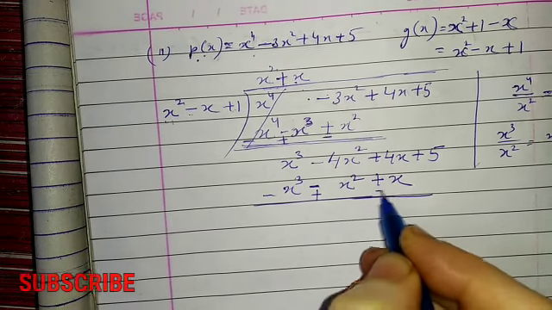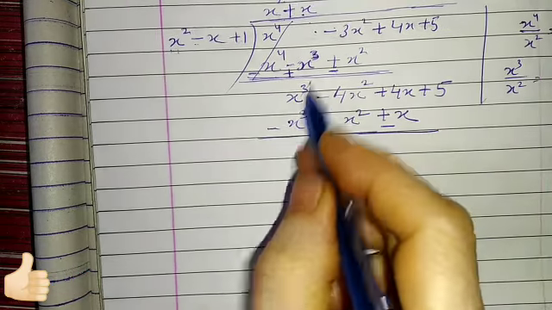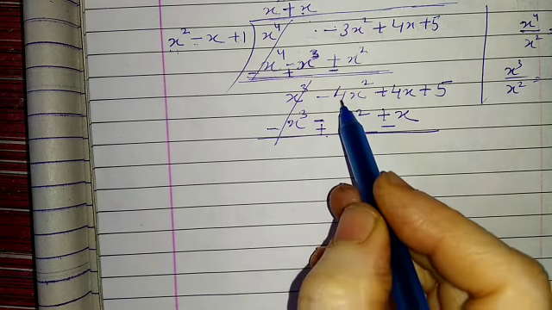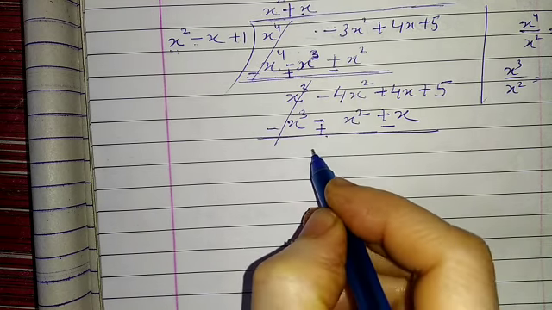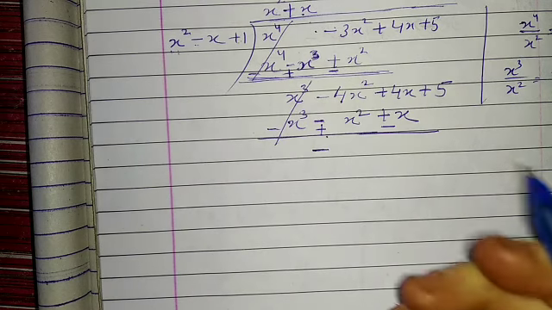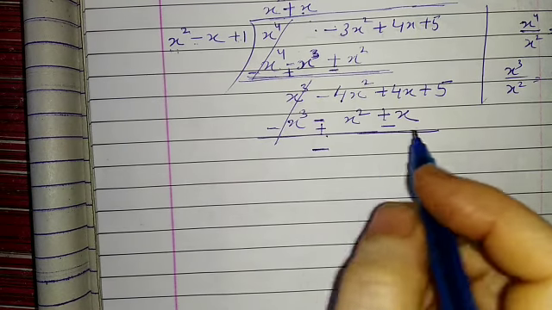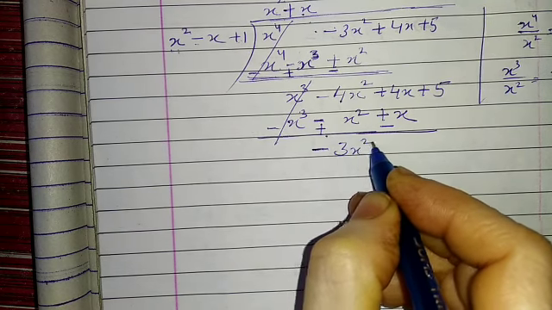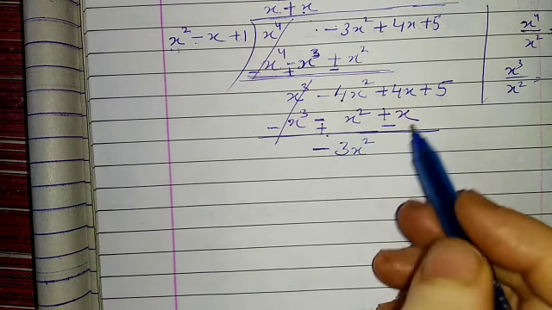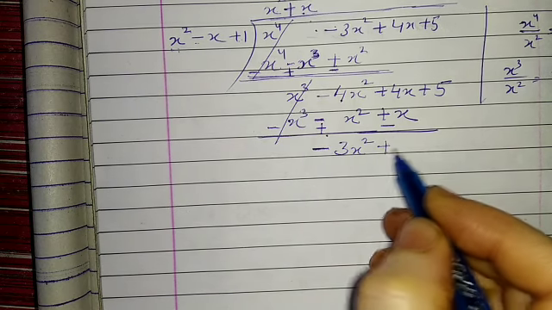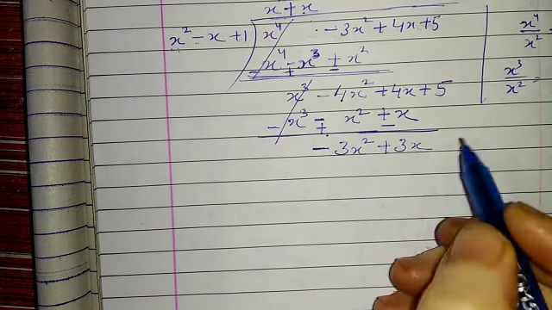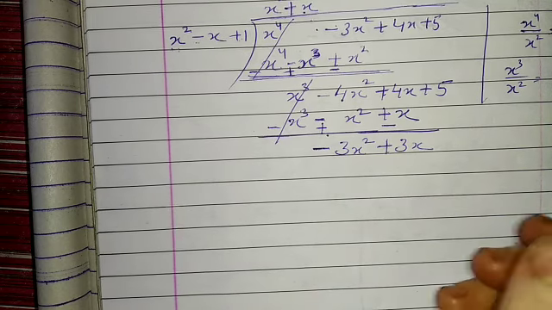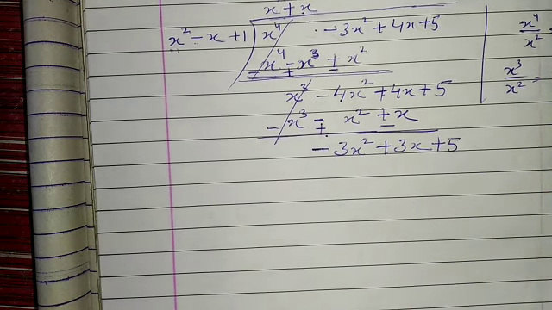Now subtract it. Minus, plus, minus. This term will cancel. This is plus, this is minus, and 4 is greater than 1, so write the negative sign. Subtract it. 4 minus 1 is equal to 3. Then it is 3x square. Now 4x minus x is equal to plus 3x, because the greater digit has the positive sign. So write the greater digit's sign, and plus 5.